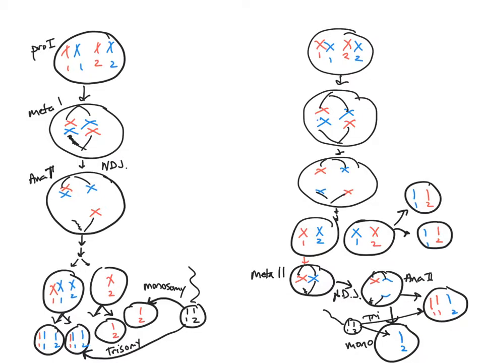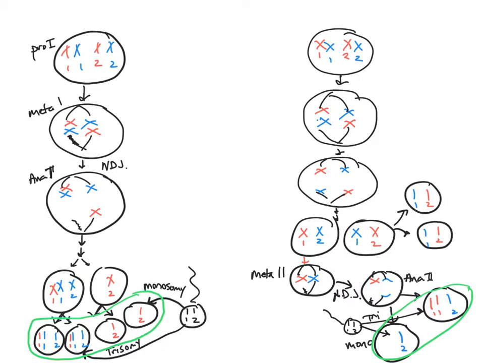So let's contrast these. If you have a non-disjunction in meiosis 1, all 4 of the offspring daughter cells are bad. They're aneuploid, right? They got the wrong number of chromosomes. Whereas if it happens in meiosis 2, generally you only get 2 bad ones, whereas the other 2 are okay.